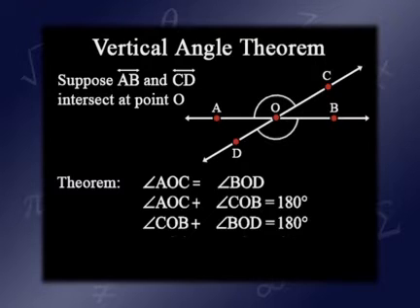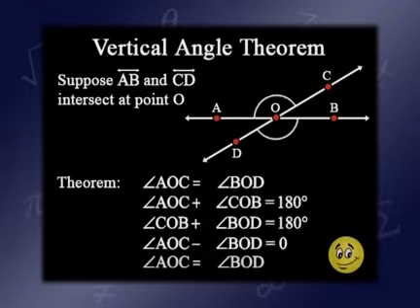Okay, now I have two algebraic statements. I can now subtract those algebraic equalities to get angle AOC minus angle BOD equals 180 minus 180, which is 0. In other words, angle AOC equals angle BOD. So those angles have the same measurement.